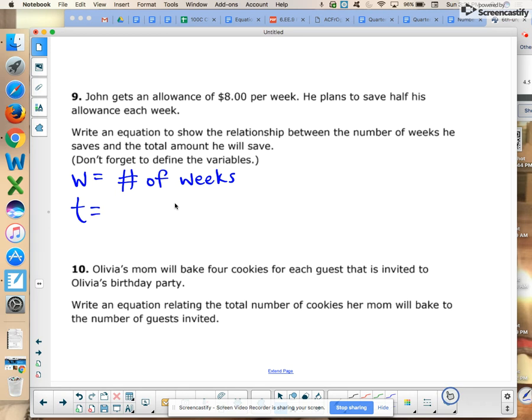So we have W is equal to the number of weeks, and T is equal to the total amount. So our equation for this one should be pretty simple. Which one of these is independent, which one of these is dependent is the big deal. T is going to be our dependent variable. W is our independent variable, since the total amount we save depends on how many weeks we save. So our equation is T equals 4W.